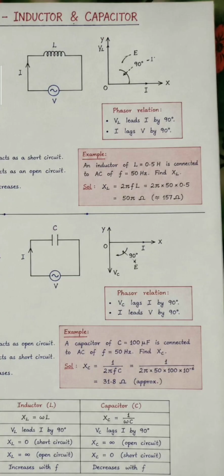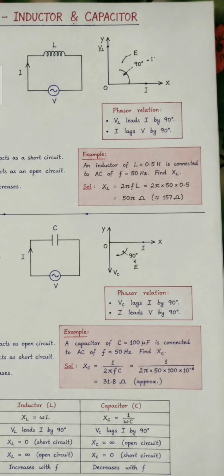And the phasor relation: in an inductor, voltage leads the current by 90 degrees, or the current lags behind the voltage by 90 degrees. In an inductor, voltage leads the current by 90 degrees and current lags the voltage by 90 degrees.